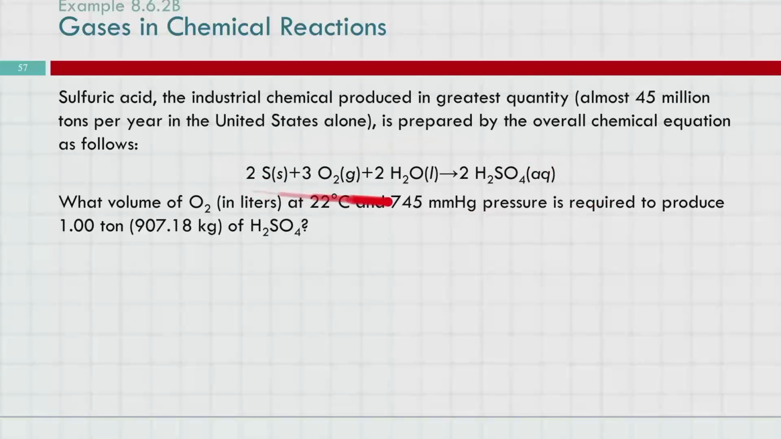So this is our balanced chemical equation. What volume of O2 in liters at given temperature and pressure is required to produce this large amount, 907.18 kilograms, of sulfuric acid?